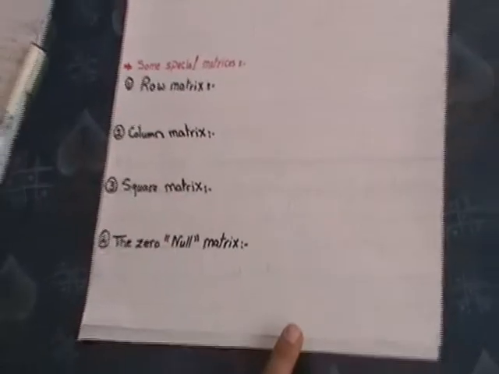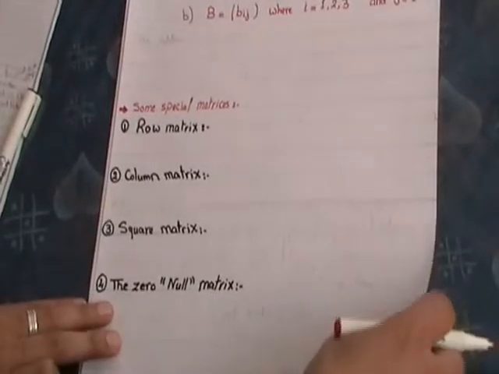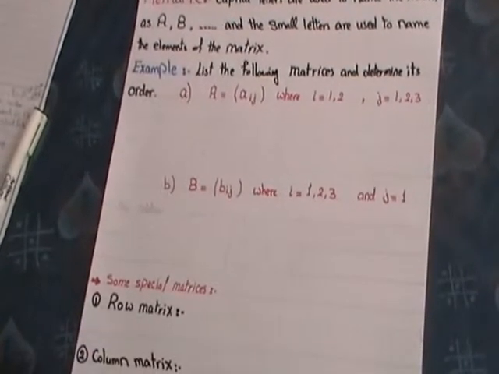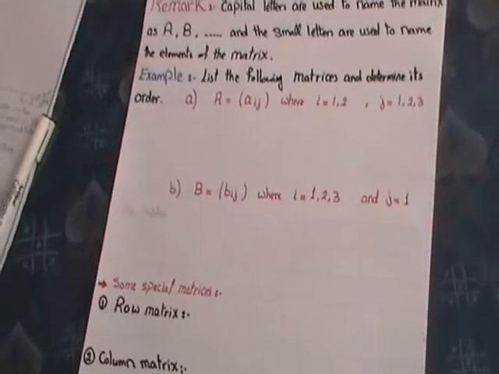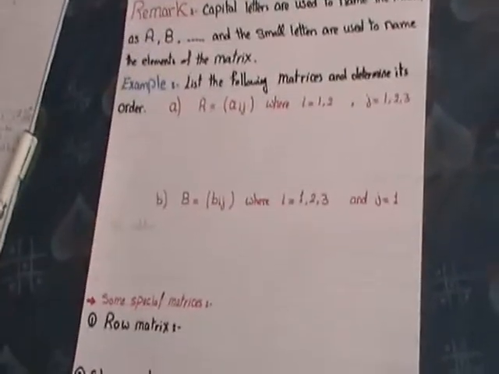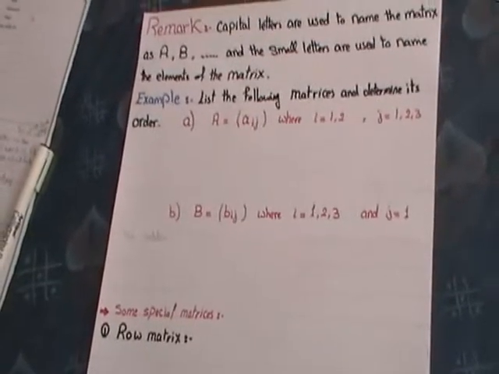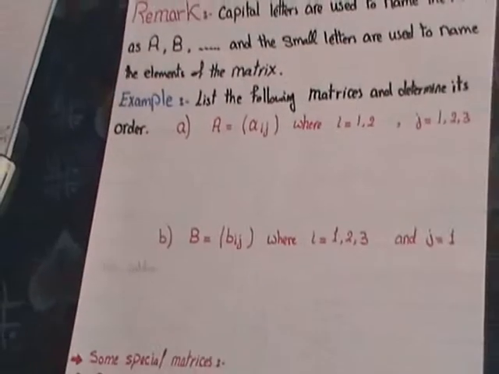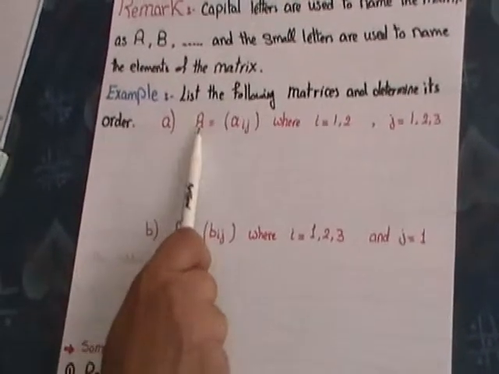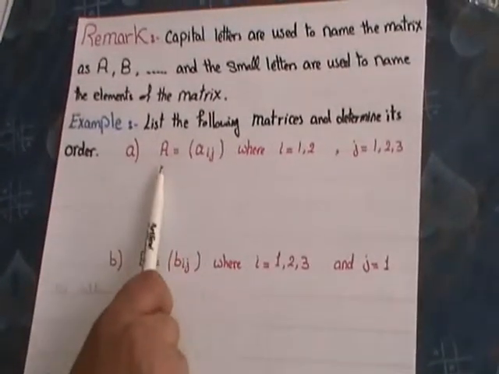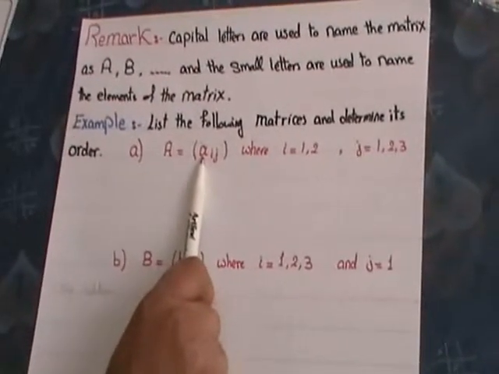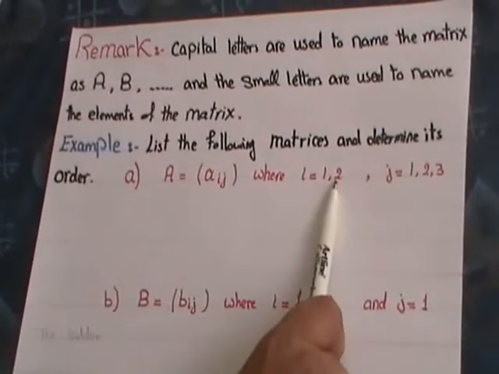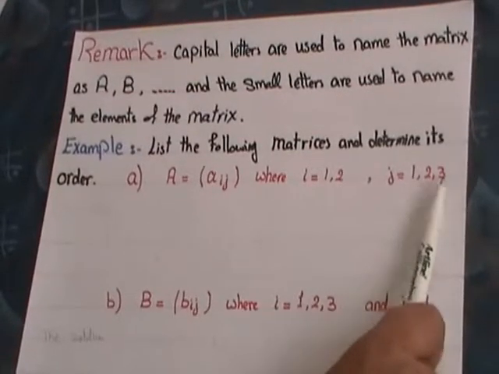We are going to an important remark. The remark says that capital letters are used to name the matrix, such as A capital, B, and so on, and small letters are used to symbolize or name the elements of the matrix. For example, we want to write the following matrices and determine their order. We have the matrix A capital, the name of the matrix, and a small, the elements of the matrix, a_ij, where i equals 1 and 2, j equals 1, 2, 3.